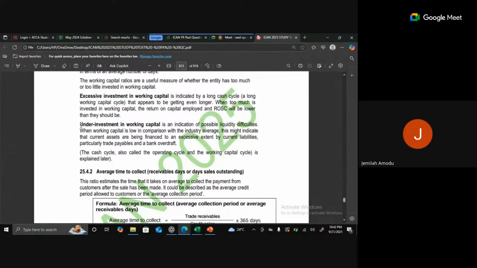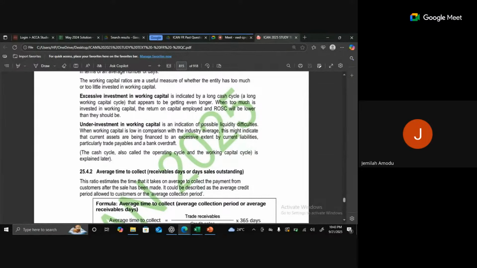Now, the next one is under-investment in working capital. They said this is an indication of possible liquidity difficulty. When working capital is low in comparison with the industry average, this might indicate that current assets are being financed to an extent by current liabilities, particularly trade payables and bank overdraft.